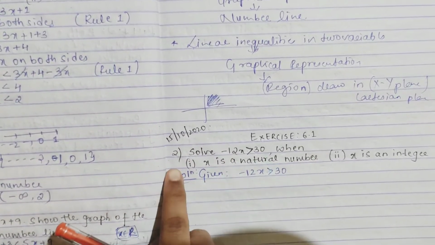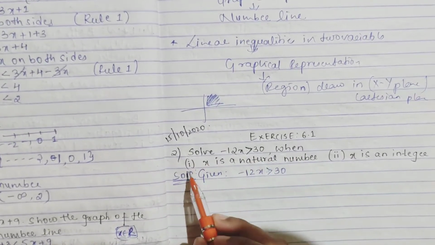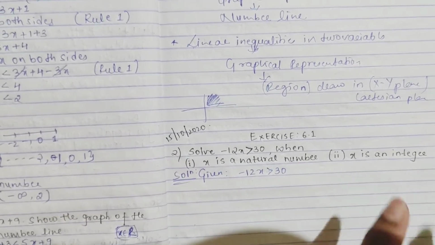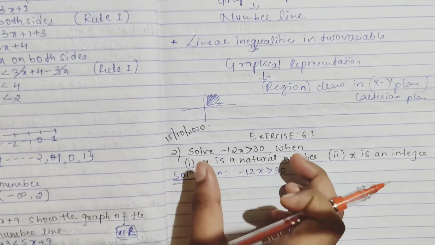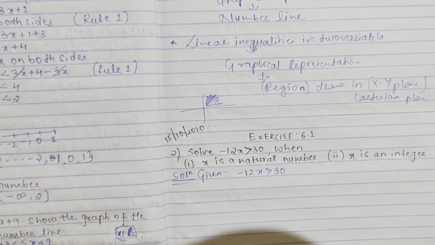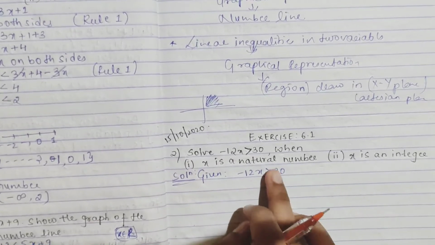Okay, in 6.1, the 12th one I have taken: solve minus 12x greater than 30, when first x is a natural number, second x is an integer. So if you want, you can take the natural number or integer directly and solve, or first solve it and then write natural number or integer, your wish. So minus 12x greater than 30.